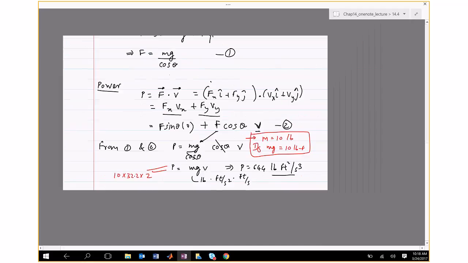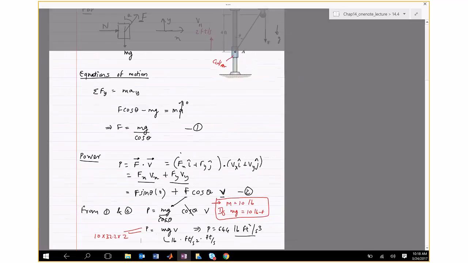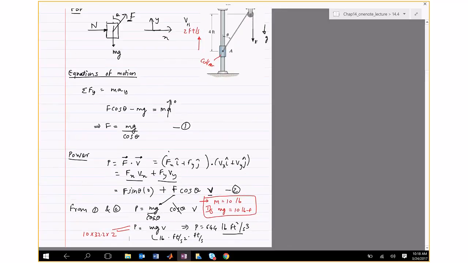Just curious, could we just find theta since we're given the dimensions and do the absolute value of F times the absolute value of v times cosine theta to find power? Yeah, you can find theta. Can we just do that? F times v cosine theta, since it's a 3-4-5 triangle. No, but cosine theta doesn't come up in the equations. It cancels off.